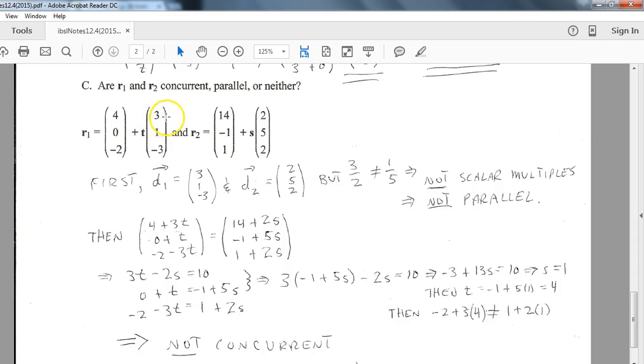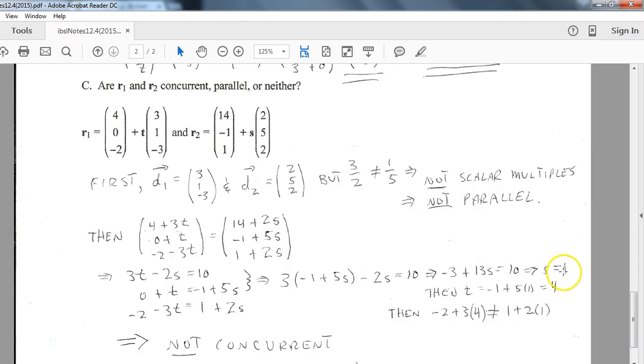So if I look, does 2 divided by 3 equal 5 divided by 1 equal 2 divided by -3? Right? Those are not all equal. Therefore, this is not parallel, because they're not scalar multiples of each other. As far as are they concurrent or do they intersect, doing what we did up above, solving for t and s. And so these are the parametric equations that you would write for this. And you just need 2 of these to solve a system of equations. You don't need all 3. Just pick 2 easy ones and solve for s and t.